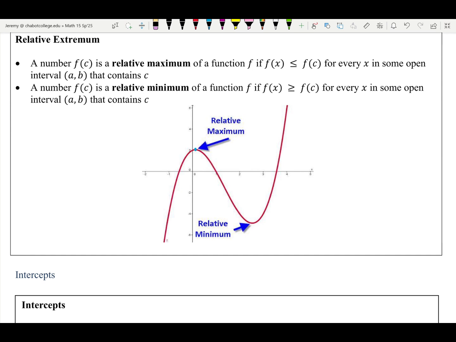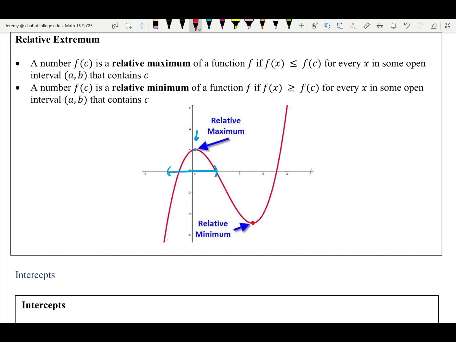So if we're looking at some little open interval from a to b, let's say, we could use actual numbers, how about -1 to +1? In this open interval right here, this output is larger than the output of any other x value. Okay, so that's all we mean when we say relative maximum. We just mean the highest point of the graph or the largest output of the function in some localized region of the domain. And basically same thing for relative minimum.